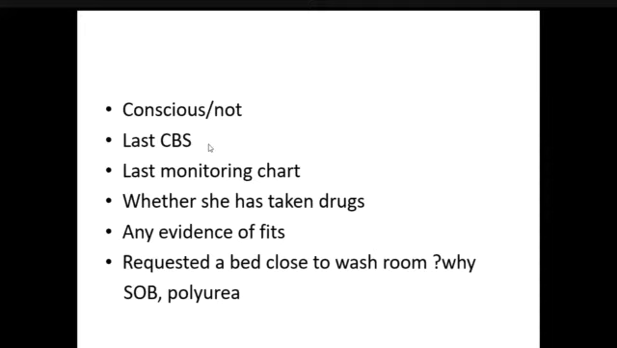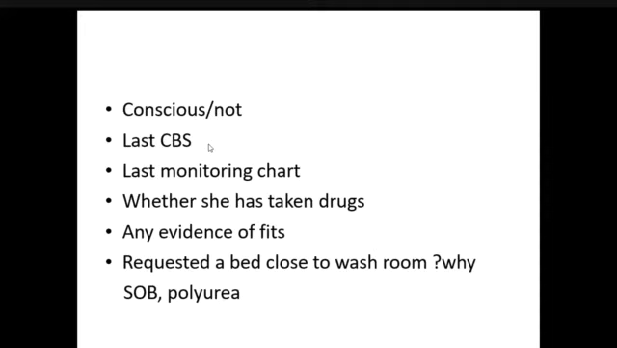And there are patients close by, so you can ask the other patients whether she took her food or whether she has taken her drugs and whether there's any evidence of her feet, right? And she has requested a bed close to the washroom. Why? That is again very important.